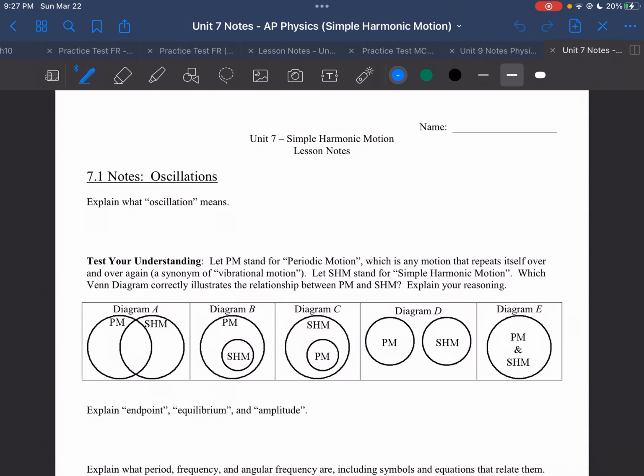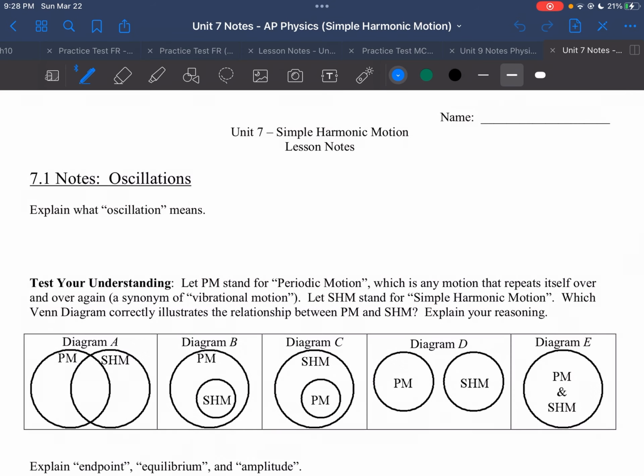Right, so the 7th unit is looking at simple harmonic motion and oscillations. And so our 7.1 notes is looking at the word oscillation. Now this word just means motion that is going to repeat over and over. It's going to be that repetitive motion. So it is motion that repeats over and over between two endpoints.